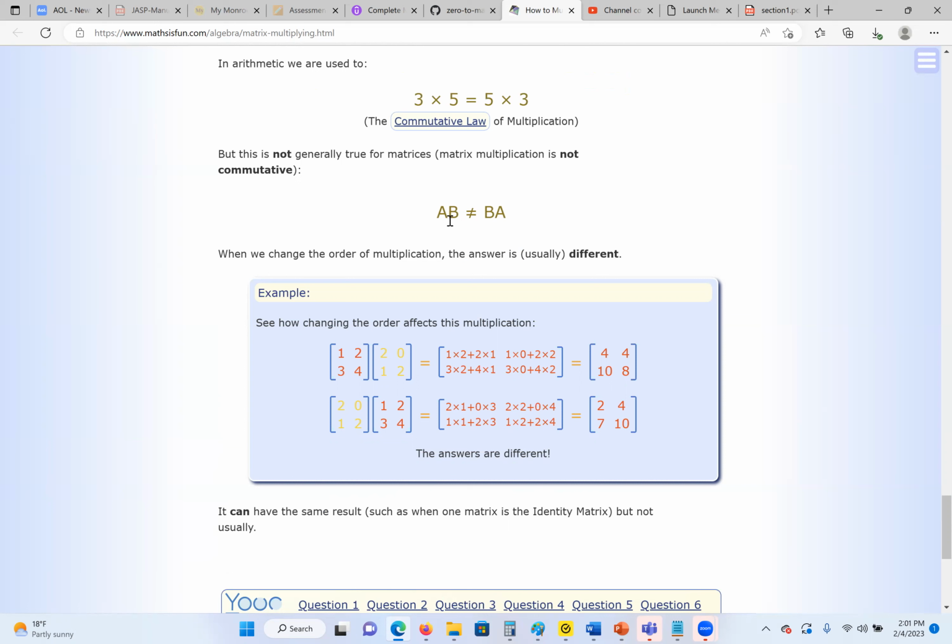But if the matrices are square matrices, what I mean by square matrix is that the number of rows and the number of columns are the same, so it doesn't matter anymore. So the example is given here. You can see these two matrices are both square matrices, 2 by 2 and 2 by 2. So I can multiply A by B and also multiply B by A. And when we go through the same process, you can see the answers are different.